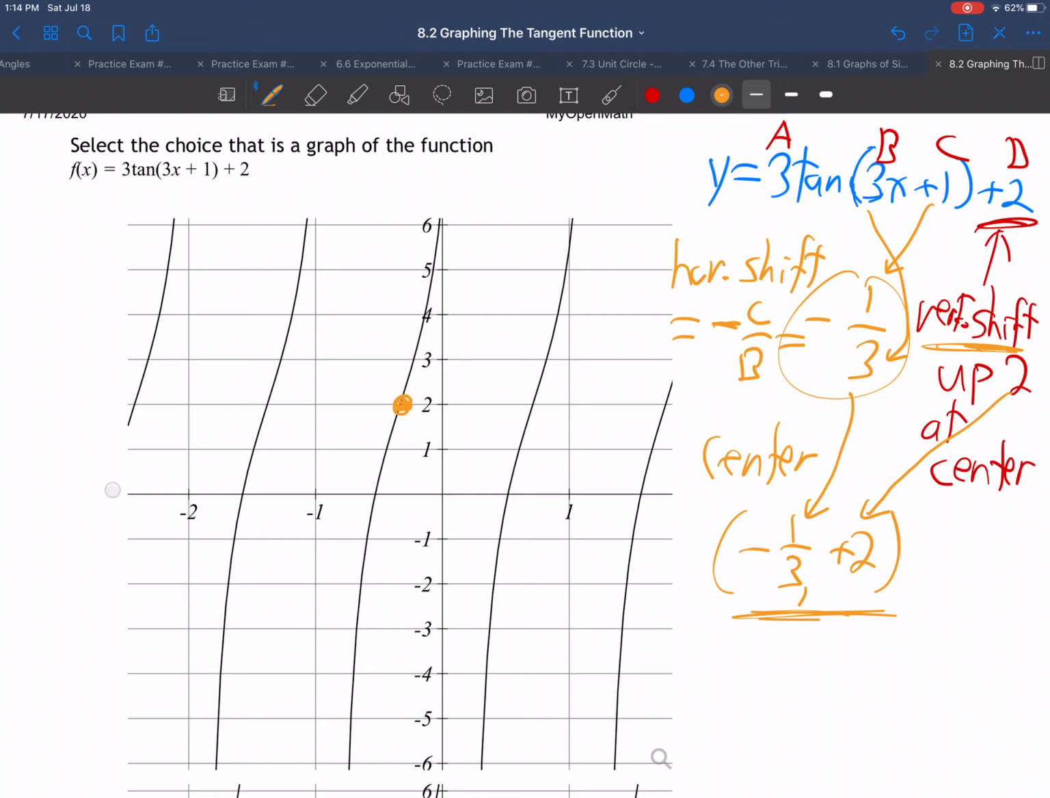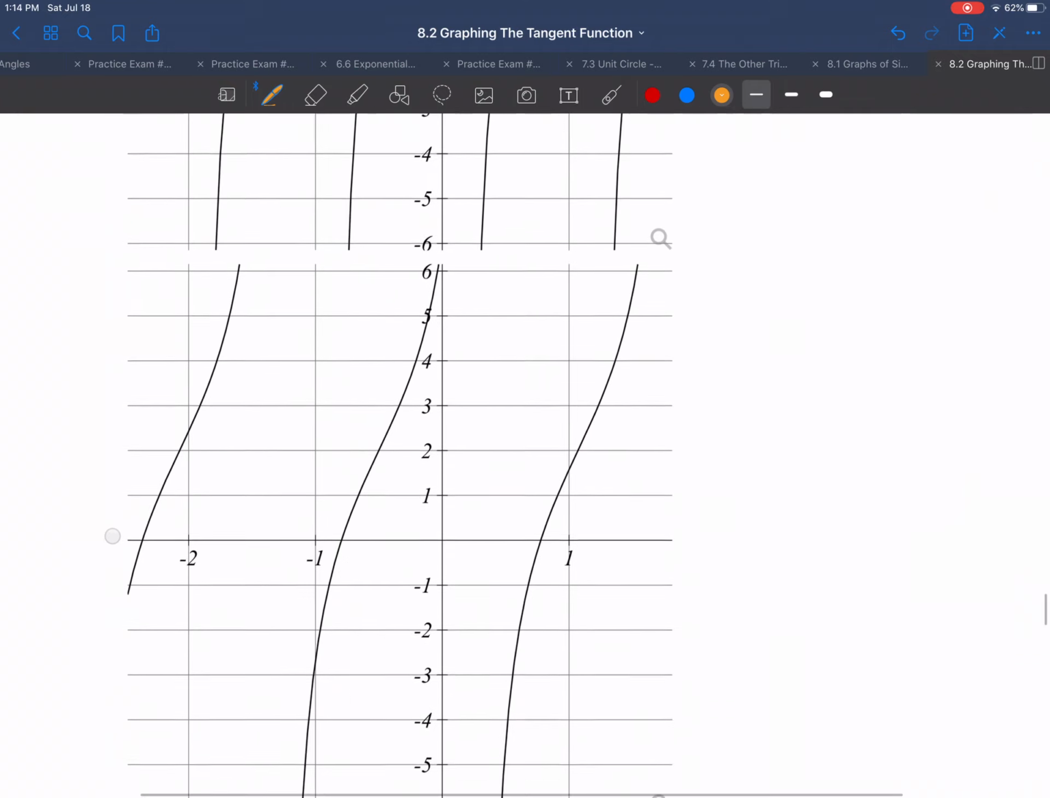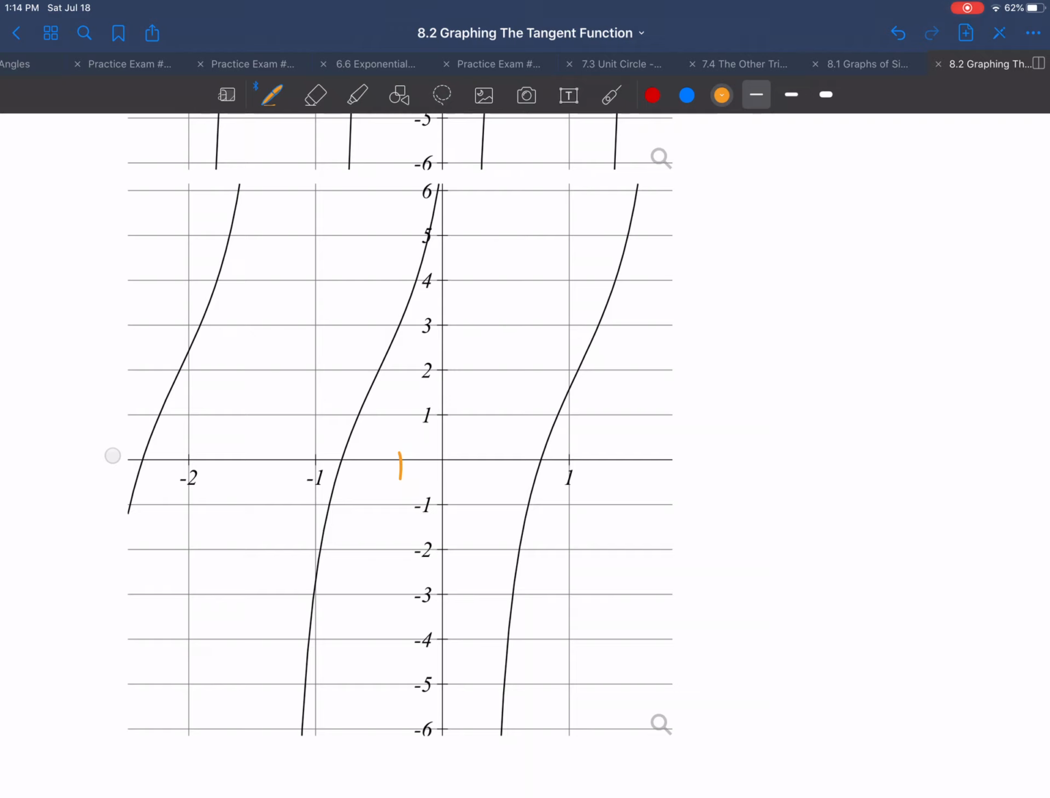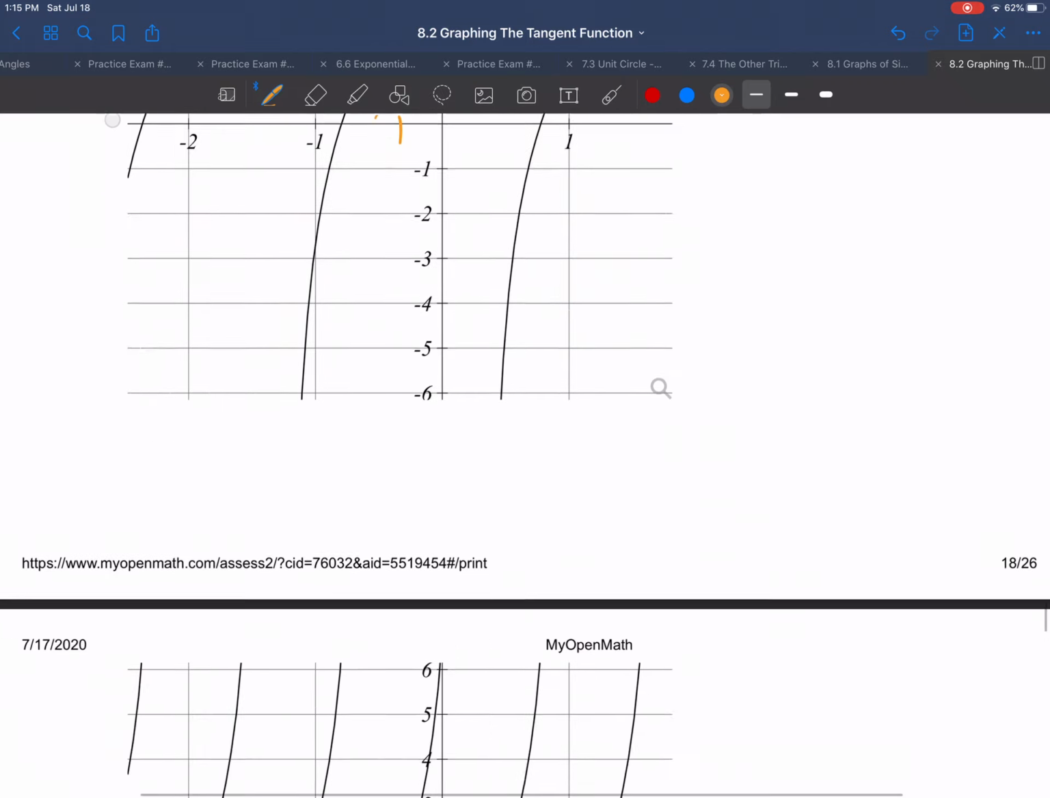That looks pretty good, doesn't it? Back 1/3, up 2, that looks about right. This is about back 1/3, I think. This is back 1 here. Looks pretty close to right. How about this one? Back 1/3, up 2? No, I don't think so. This is back 1/2, it looks like. Wrong center point. This looks like it's back 1/2, up 2. That's clearly not 1/3.